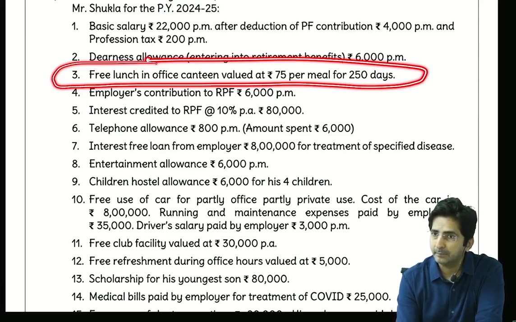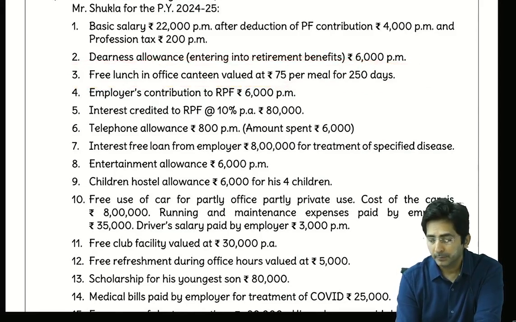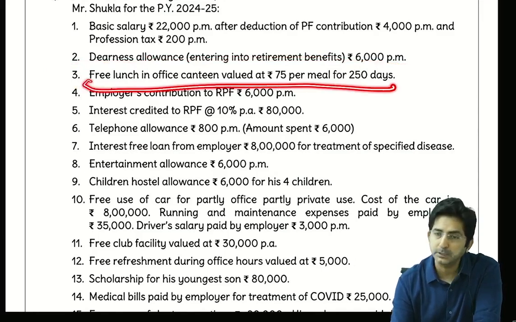Then less exemption. Again, no section here, no section. Less exemption, how much? 50 into 250 days. That comes to 12,500. Outer column 6,250. That will become taxable. So this way they will give you the information in the question.